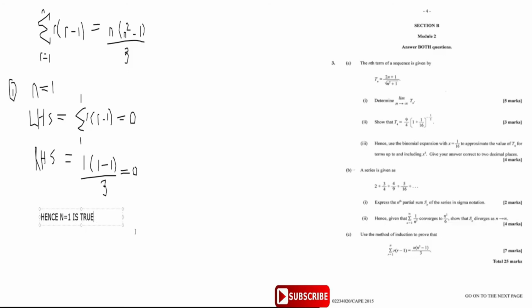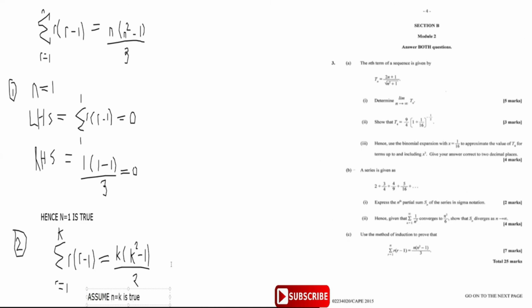So the second part now is to assume n equal k is true. So step 2, for n equal k, you're going to have that the sum from r equal 1 to k of r into r minus 1 is equal to k into k squared minus 1 over 3. And you assume n equal k is true.